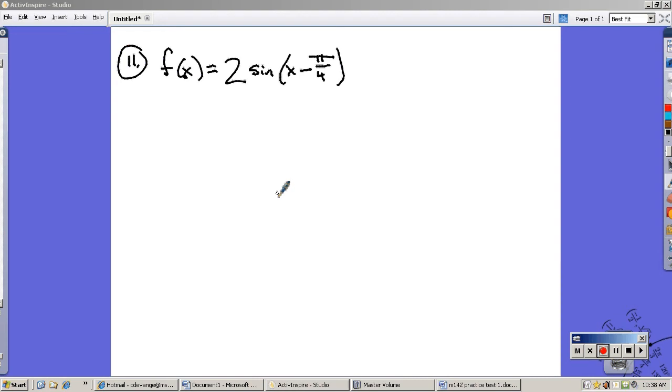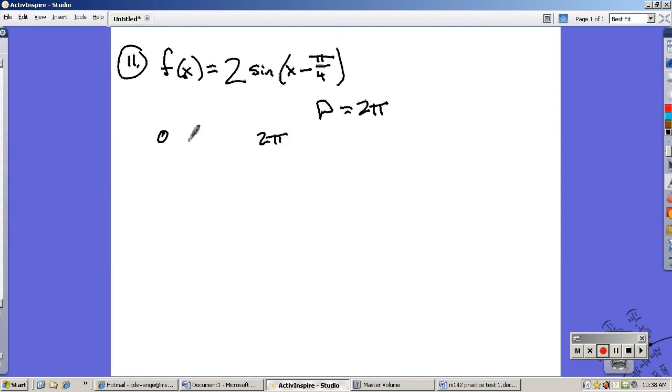This is Math 142, practice test 1, question number 11, and we are supposed to sketch a graph of this function, this sine. So, first thing I'm going to do is I notice there's no multiplier going on inside the function, so I know that my period is just 2 pi. So I'll just start out with what does sine look like just with the period of 2 pi.